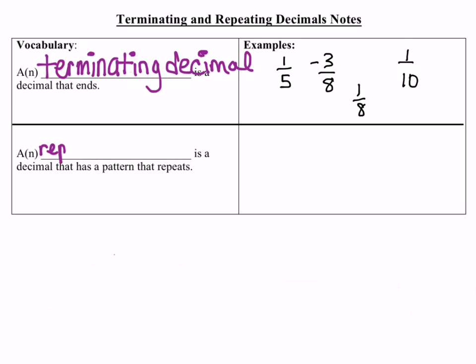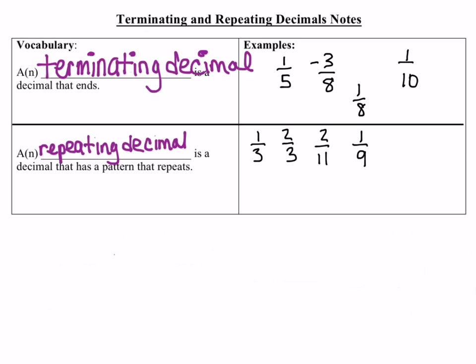A repeating decimal is a decimal that has a pattern that repeats. So this goes on and on and on and on. Some common fractions that create a repeating decimal would be things like 1/3, 2/3, 2/11, 1/9.